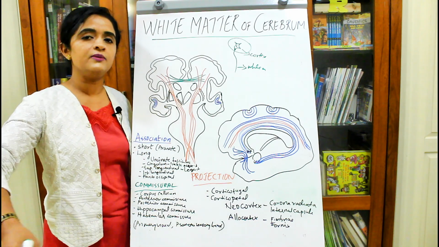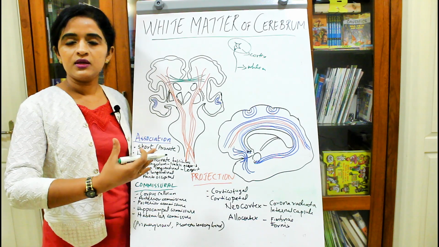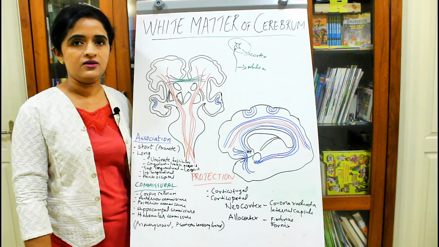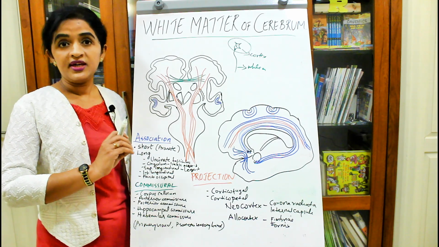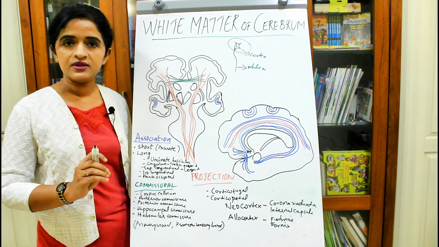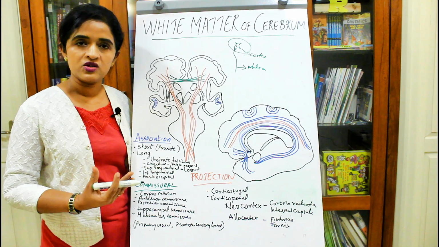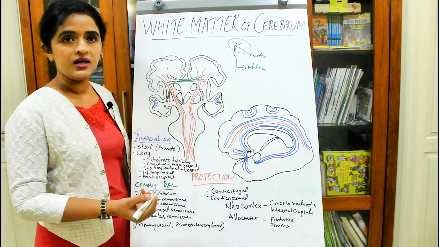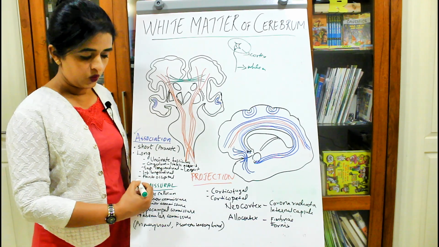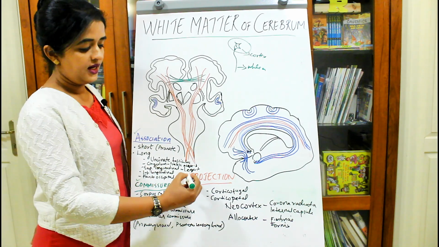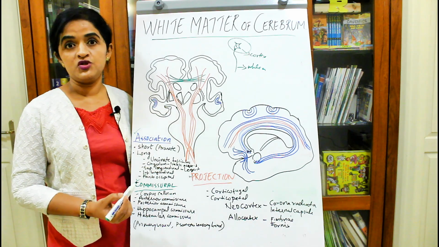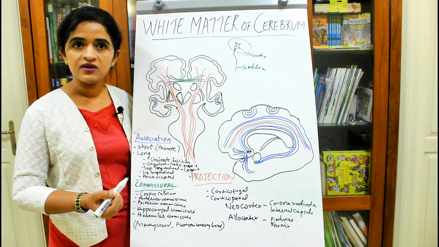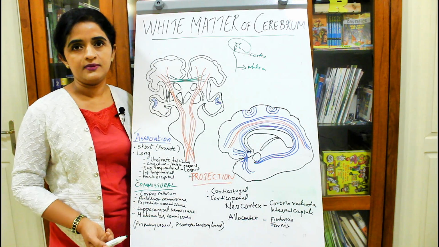Okay, so you have the nerve fibers extending within the cerebral hemispheres to the neighboring cerebral hemisphere and to other parts of the central nervous system. So according to the extent of these nerve fibers, you can classify the white matter of cerebrum into three types. The first one is the association fiber, the second one is the commissural fiber, and the third one being the projection fibers. Okay, so association fibers, commissural fibers and projection fibers.